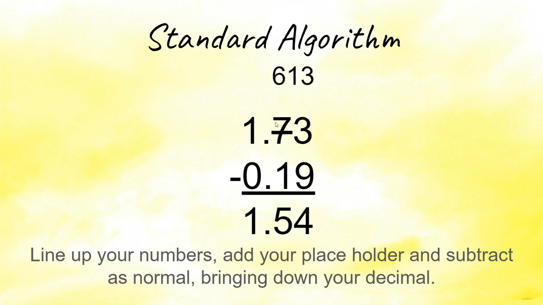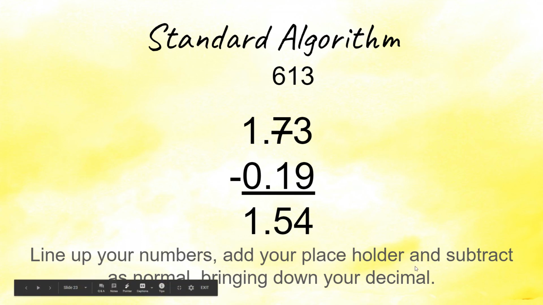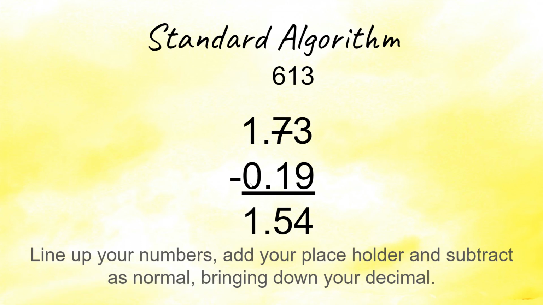Then I move to the tens place. I know this changed to a 6, so I have 6. Subtract 1 gives me 5. And then I move to the ones place here. So I have 1 minus 0 gives me 1. So I have 1.54. So you can see how lining up your numbers and adding place value holders here for the 0 can help you subtract as normal. And then you bring down your decimal to make sure your value stays the same. So that is how we subtract decimals.